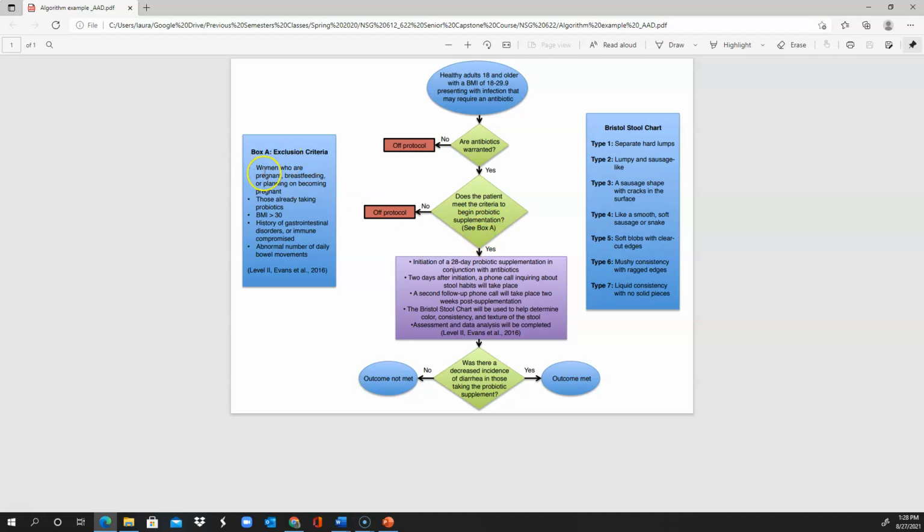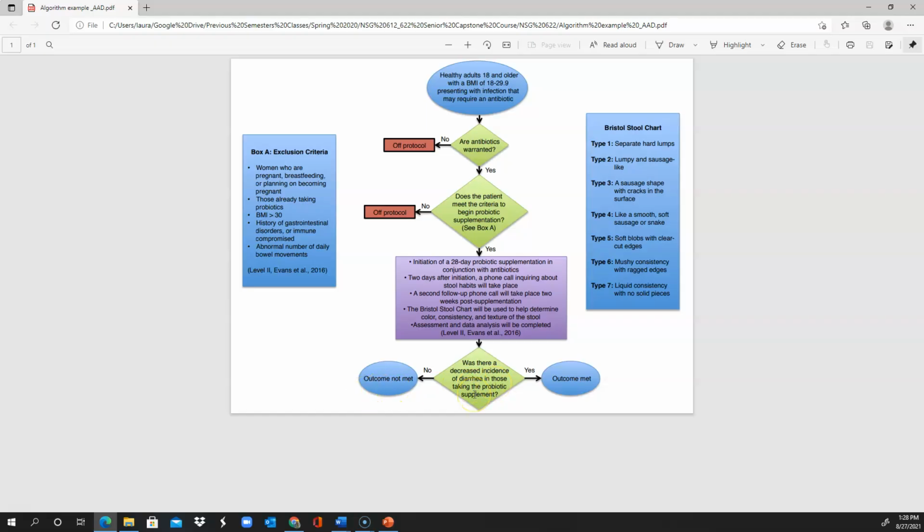So here's her box A, exclusion criteria. If not, then they're off protocol. If yes, then we go into this process. This basically is her intervention: the probiotic, and when to follow up with the patient. It also goes into this Bristol stool chart, which goes over what the stool's consistency is actually like to see if this is benefiting the patient or not. And then, was there a decreased incidence of diarrhea in those taking the probiotic supplement? Yes, outcome met. No, outcome is not met.